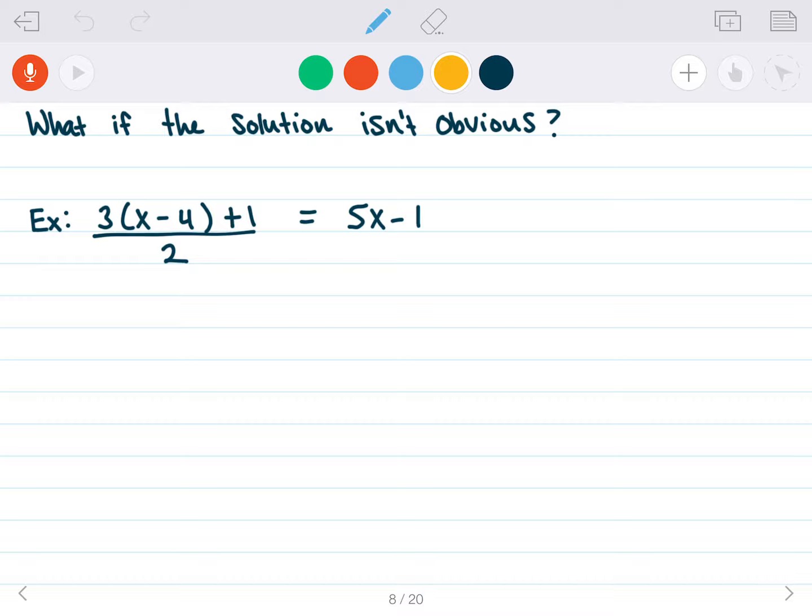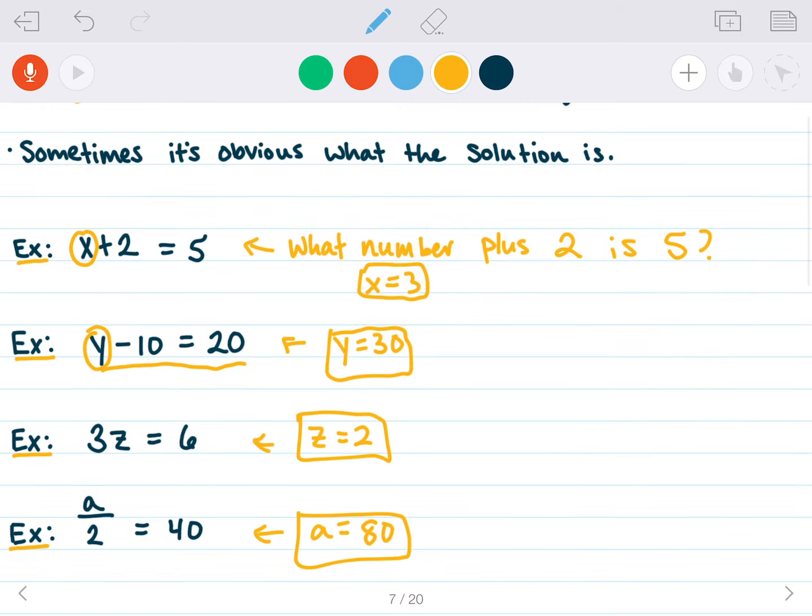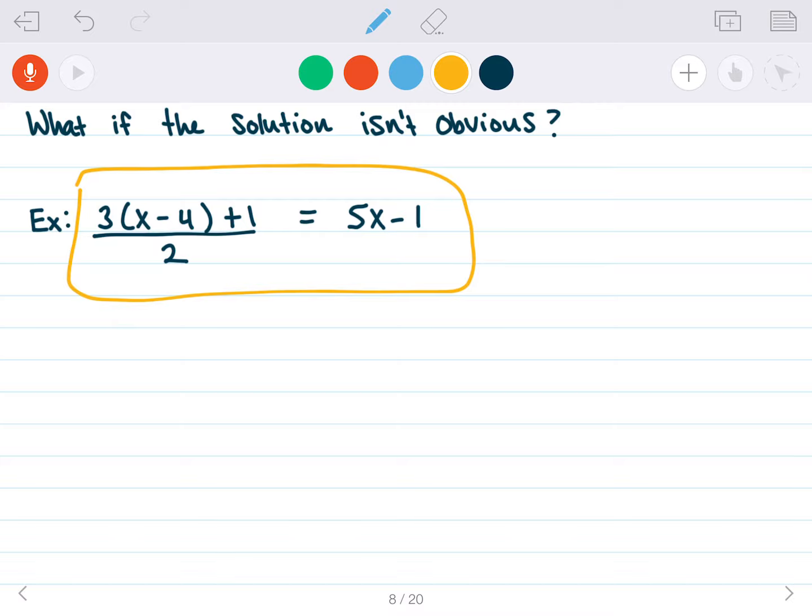So what if the solution isn't obvious? Like what if you're given something crazy like this and you're asked, well, what's the solution? Well, it's not immediately clear what it is because it's so complicated looking, right? All of these equations are pretty simple and we could figure out what the variable was by inspection. But if the solution isn't obvious, we need a strategy to solve these equations. And I'm going to show you how to solve equations just like this. And maybe we'll come back to this one at the end of the video and see if we can solve it.